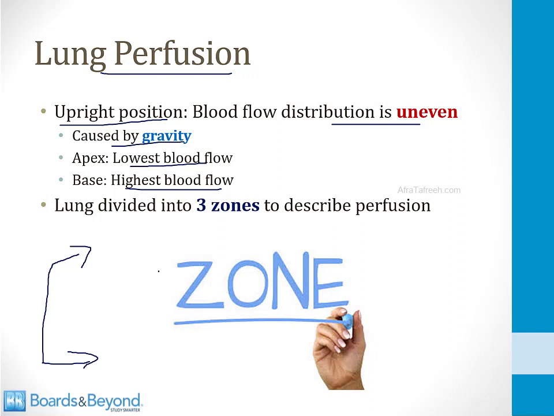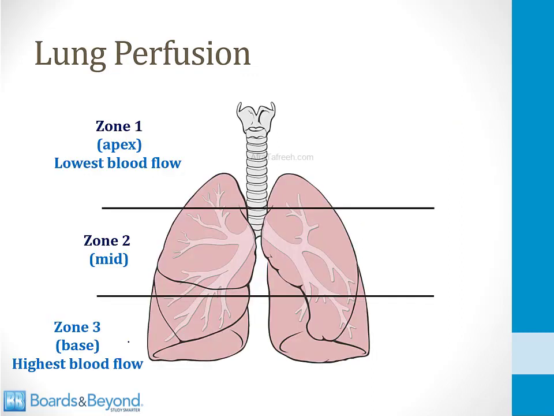And the lungs are classically divided into 3 zones in order to describe perfusion of the lung. So here's a picture of the lung. Zone 3 is the base, that's where the blood flow is the highest. Zone 1 is the apex, that's where blood flow is the lowest, and zone 2 is in the middle.